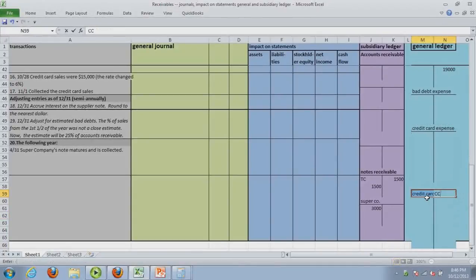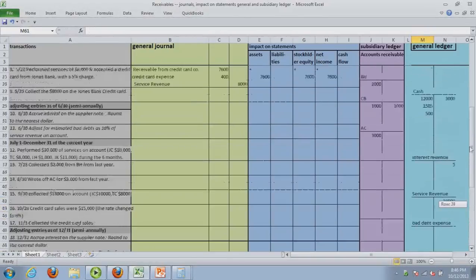Credit card, whoops, credit card receivable. That's close enough. And we're going to enter the 7,600. Okay, I don't know how I didn't remember to leave a space for it, but anyway, I didn't.